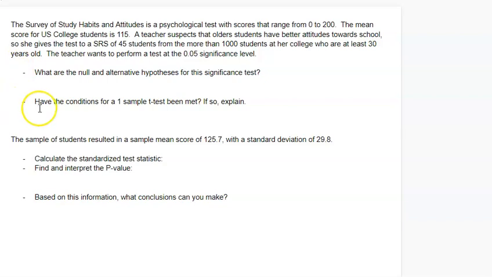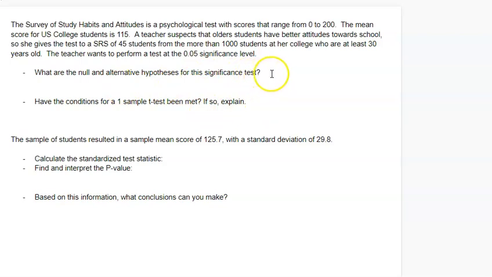So this is broken down into 4 parts, which correspond to our 4-step process. First, we have the state, we have the plan, we have the do, and we have the conclude. Of course, the null and alternative hypotheses typically won't go right here when we're doing a 4-step process, but it is broken down in 4 different sections, so I think it's an effective way for this problem.